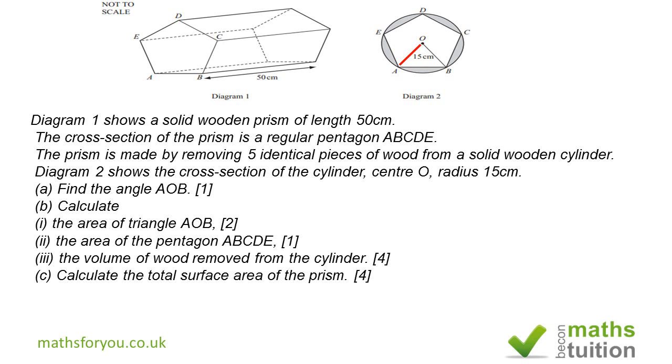Now, to part A, we want to find the angle AOB. Because it's a regular pentagon, we can recreate 5 of these triangles right through the cross section. The sum of the angles at a point is 360. So if we divide 360 by 5, we get 72, and that's the first question answer. So the answer is 72 degrees.